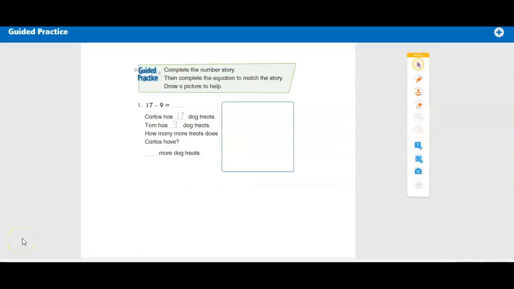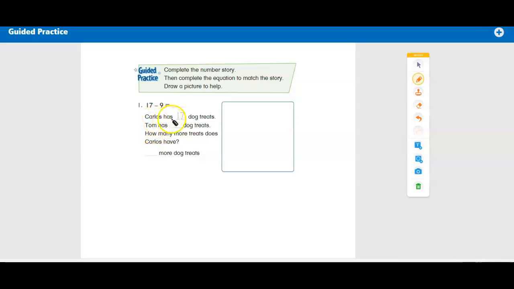So now let's look at our guided practice on page 194. Our guided practice says complete the number story. Then complete the equation to match the story. Draw a picture to help. Number 1 says 17 minus 9 equals blank. It has already filled in part of our guided practice for us, so let's look over it together.